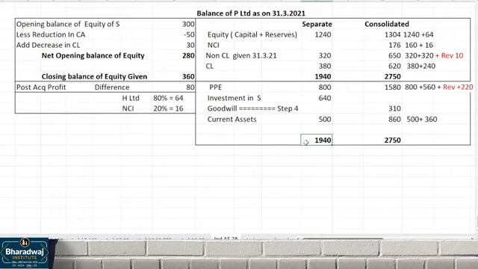Every year the revaluation will have an impact. That will be added with the asset value. Because on the fair value of net assets at the beginning of the year, this has already been adjusted.